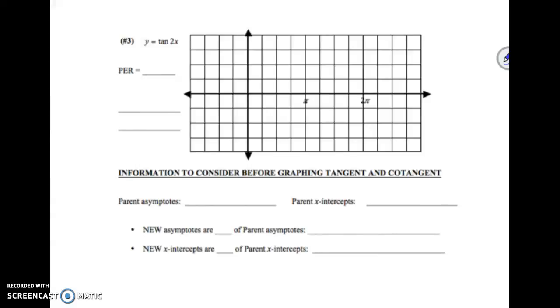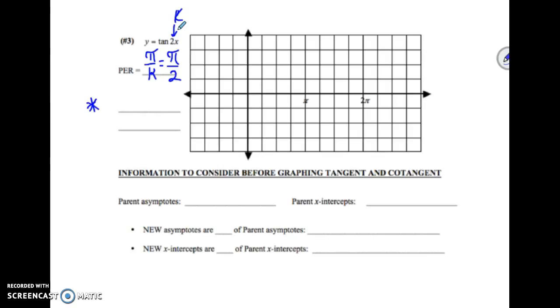This is section 5.4 notes, day 1 and part 2. In example number 3, we're going to be graphing y equals tangent of 2x. So first of all, we have a k value here. Our k value is 2, and of course that's going to change our period. Remember, our period is pi over k, so in this case, our period is going to be pi over 2.